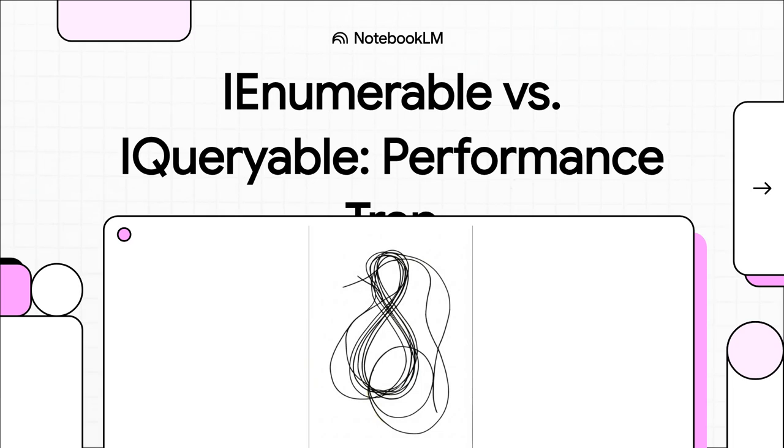All right, let's talk about something that is probably lurking in your C# code right now. A massive performance trap. And the craziest part? It all boils down to two little words that look almost identical but behave in ways that are worlds apart. We're talking about IEnumerable versus IQueryable.